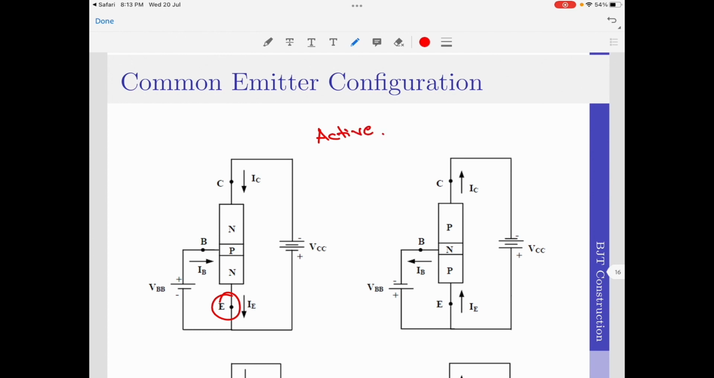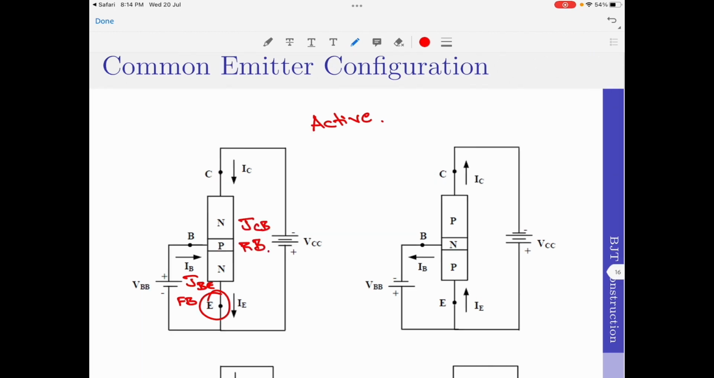So for the active region of operation, the junction between base and emitter should be forward biased, and the junction between collector and base should be reverse biased. Let us now talk about the base and emitter junction first. Since this has to be forward biased, I will provide a positive voltage to the base terminal and a negative voltage to the emitter terminal. This will forward bias the base to emitter junction.